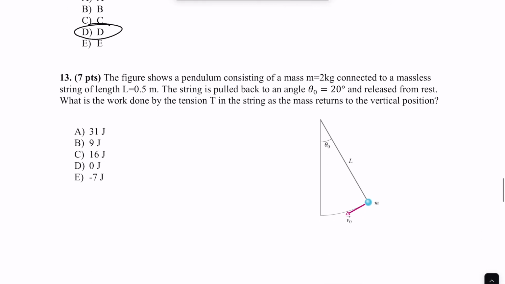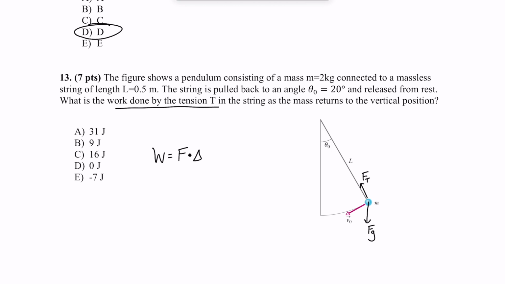The next question has a pendulum swinging back and forth. We're told information about the mass and the angle and the length of the pendulum, and we're asked what is the work done by the tension force. And this is actually a little bit of a trick question, because if I were to draw the free body diagram for my object, I have a force of gravity pointing exactly downwards and a tension force pointing in the direction of the string.